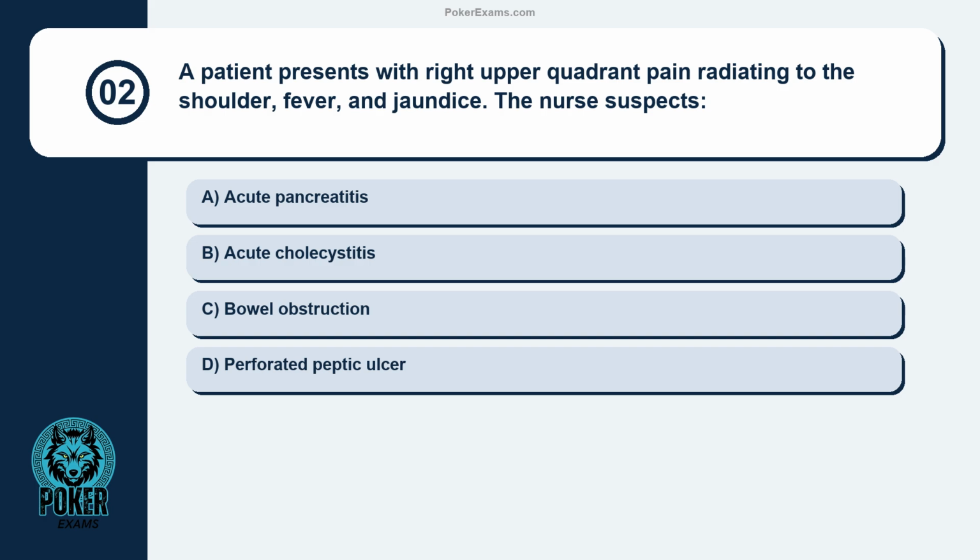Question 2. A patient presents with right upper quadrant pain radiating to the shoulder, fever, and jaundice. The nurse suspects acute pancreatitis, acute cholecystitis, bowel obstruction, perforated peptic ulcer.